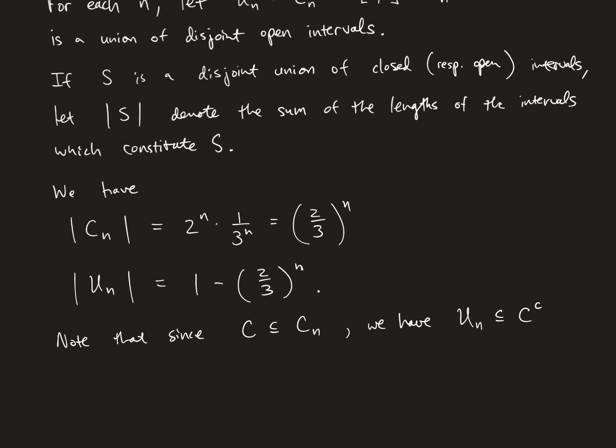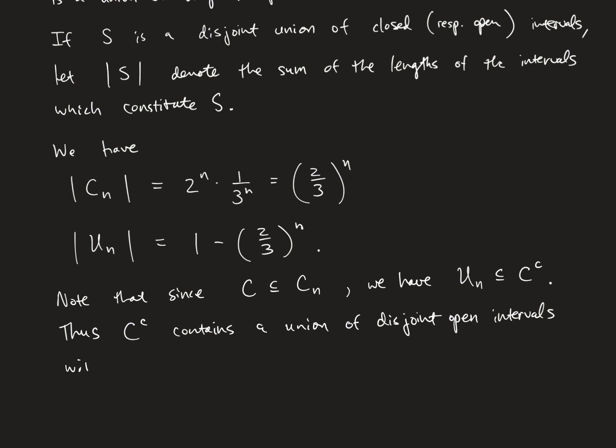And this complement, again, is with respect to the closed interval from 0 to 1. So thus, the complement of the Cantor set contains a union of disjoint open intervals with length as close to 1 as we desire, so with length arbitrarily close to 1. The total length of those disjoint open intervals is this quantity here, and as n goes to infinity, (2/3) to the n goes to 0, so this goes to 1.